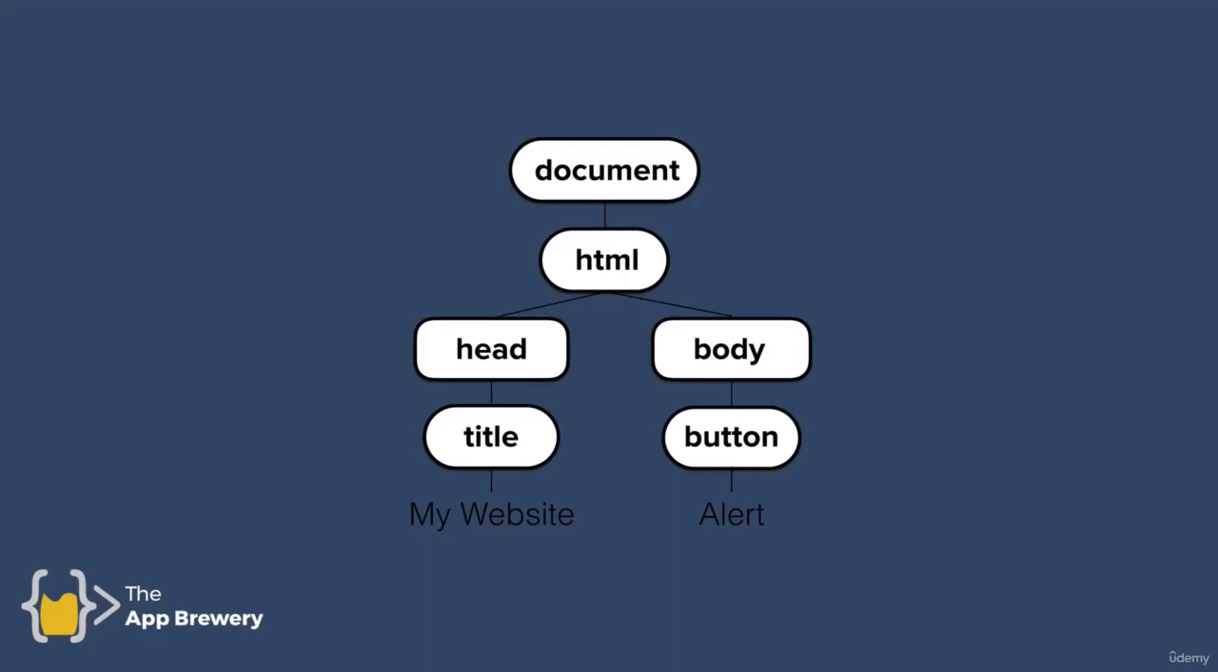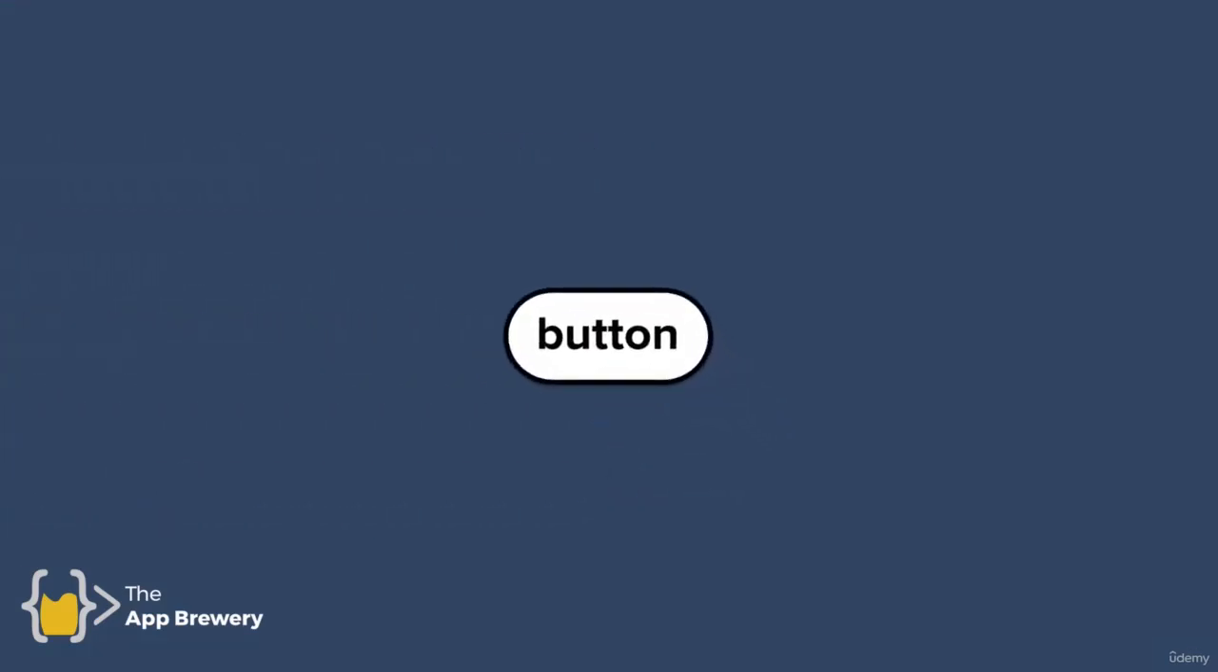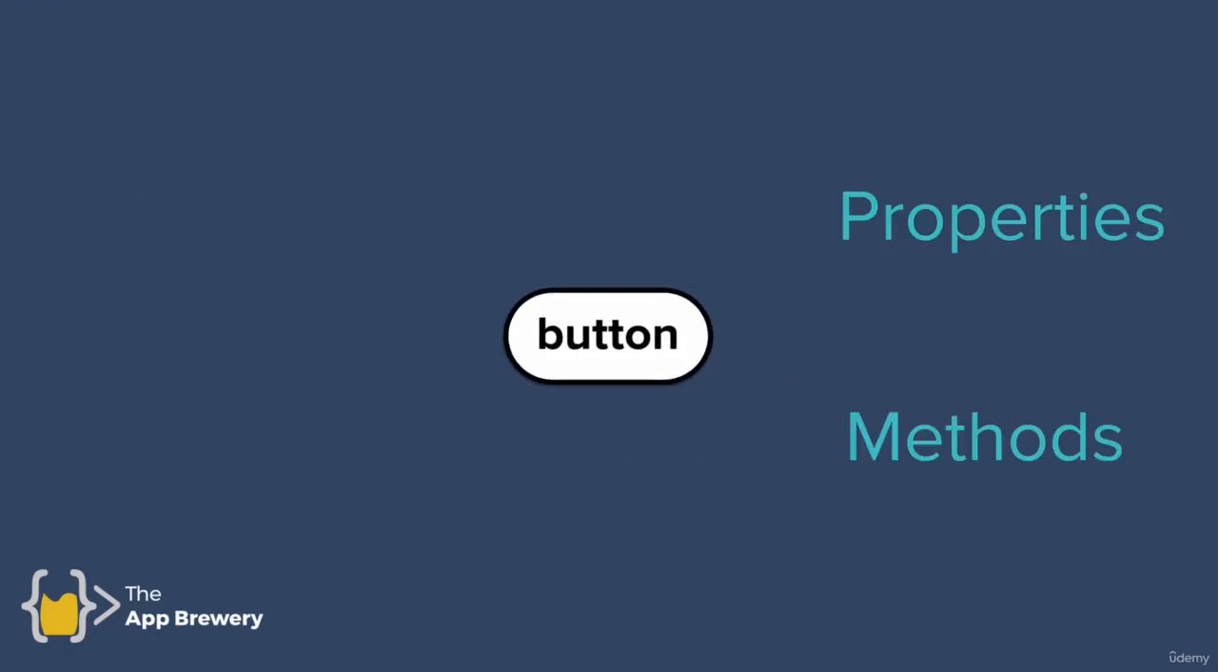So you can see that our objects inside the DOM can have properties and methods. Now, properties describe something about the object, and the methods are the things that the object can do.